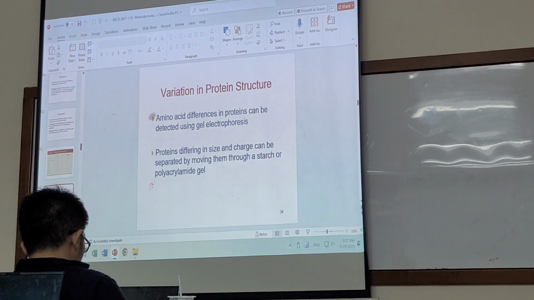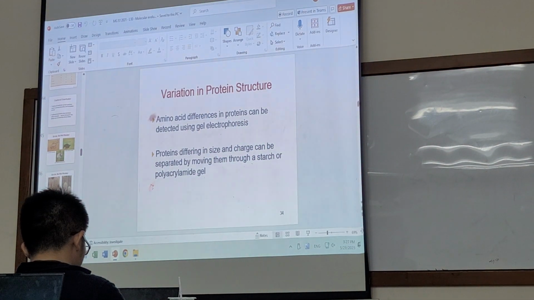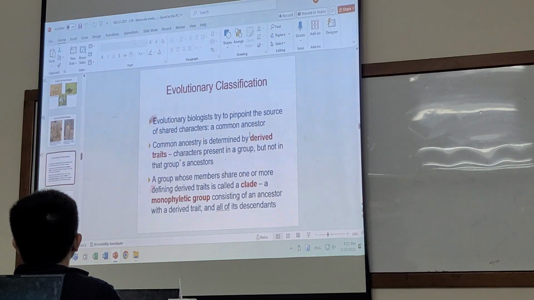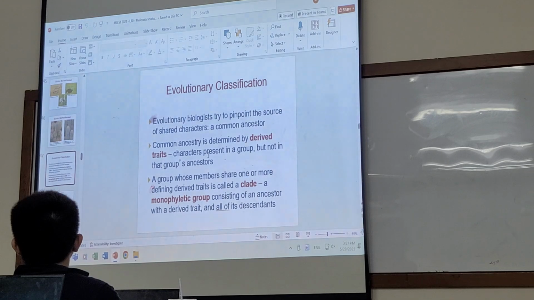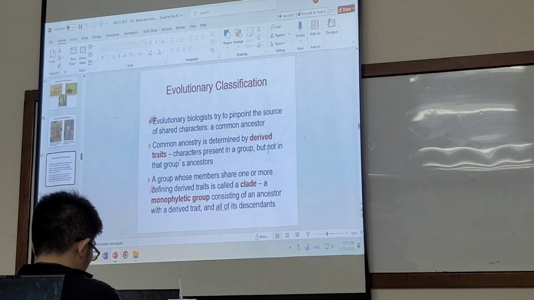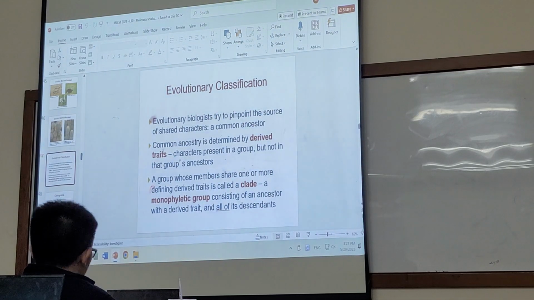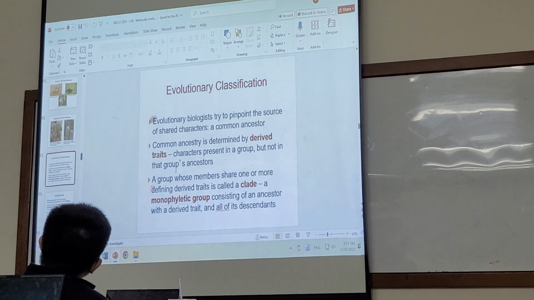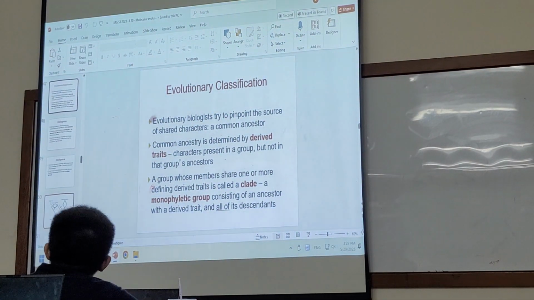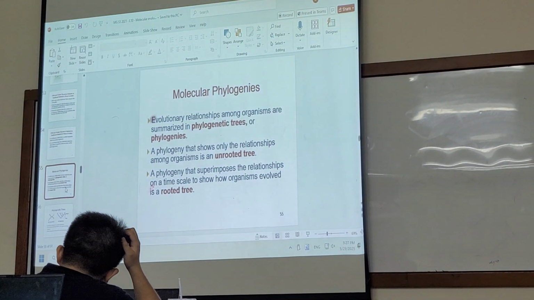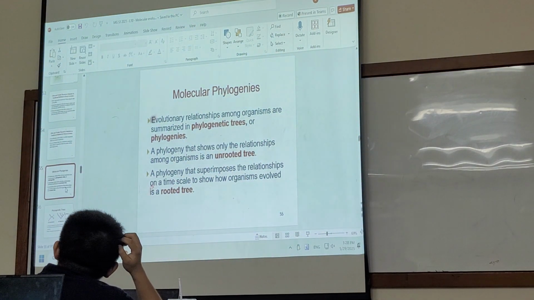And then we construct the phylogenetic trees. We base them on a common ancestor, and the common ancestor is determined by derived traits. Derived traits are characters present in a group, but not in that ancestor. And then we have phylogenetic trees.